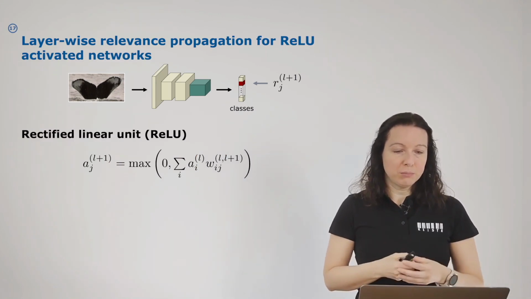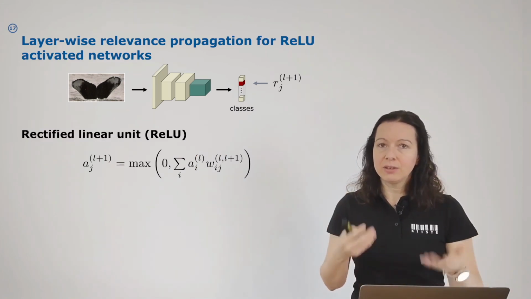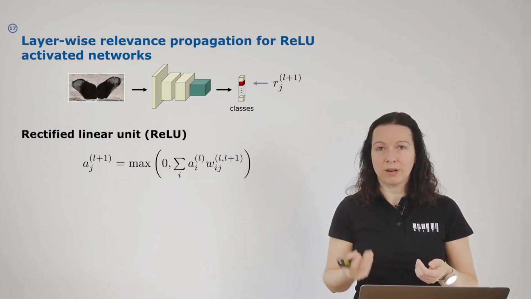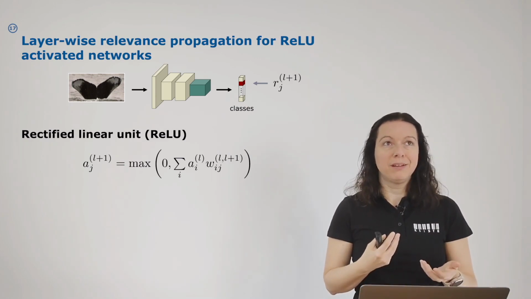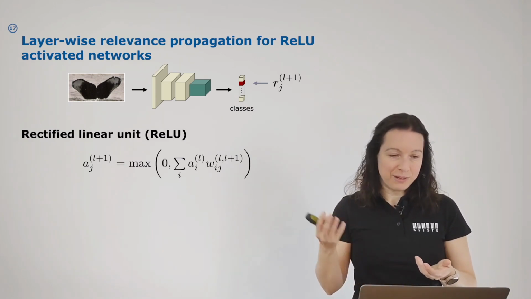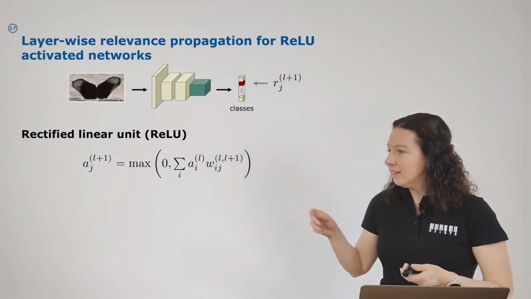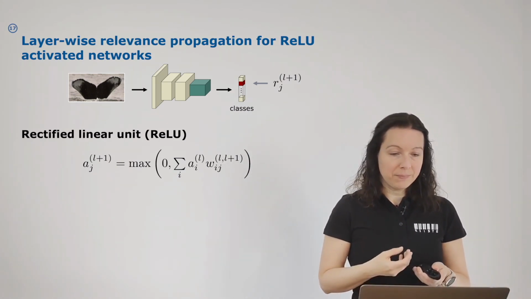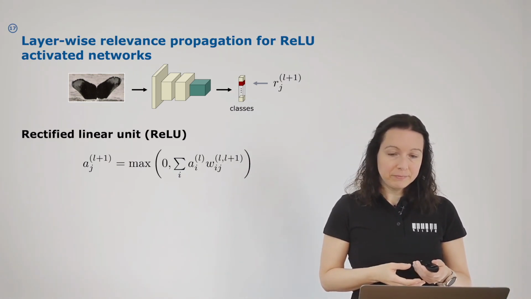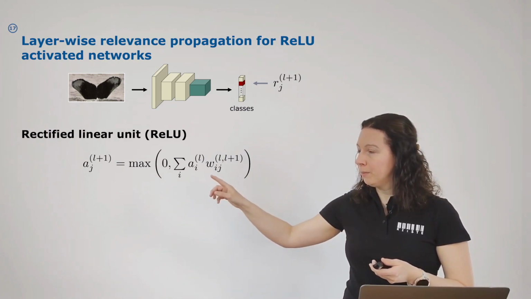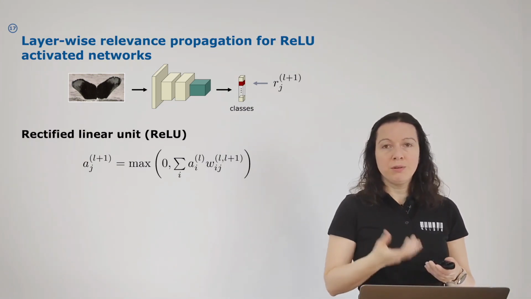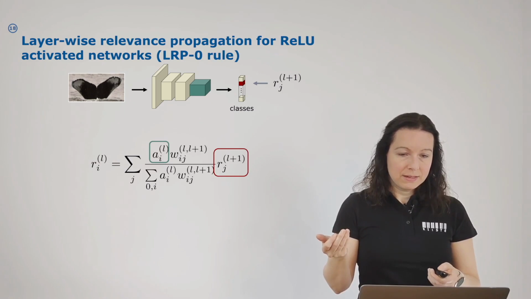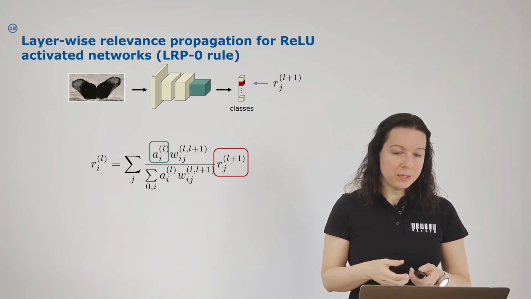So let's be a little bit more specific. Let's have a look at a specific network where each convolutional layer is followed by a ReLU rectifier, a ReLU activation function. Here A denotes the activation of a neuron I in the layer L, and this W is the weight between the two neurons I and J. So again, what does this equation mean?